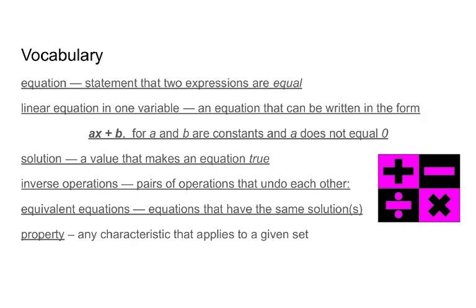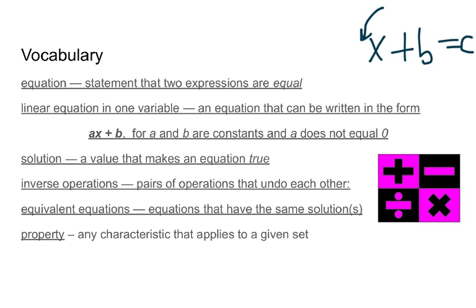We learned a handful of vocabulary. An equation is a statement that two expressions are equal. Linear equation in one variable is an equation that can be written in the form ax plus b. So today we really just warmed up with kind of x plus b, I would say, is equal to some constant c. So it's almost a full linear expression, but right now we don't have any coefficients in front of the x, and we'll get to that fullest expression in the next lesson.